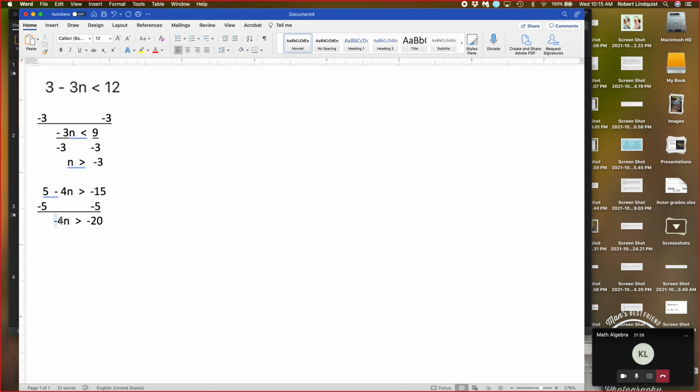Okay, next up. Since the n is being multiplied by negative 4, I now need to divide by negative 4. And here's the step we need to reinforce. Whenever you multiply or divide by, I don't care what you divide into, I only care what you divide by. Whenever you multiply or divide by a negative, you always switch everything, all the signs. So I get positive n is less than 5. And that's my answer: n is less than 5.